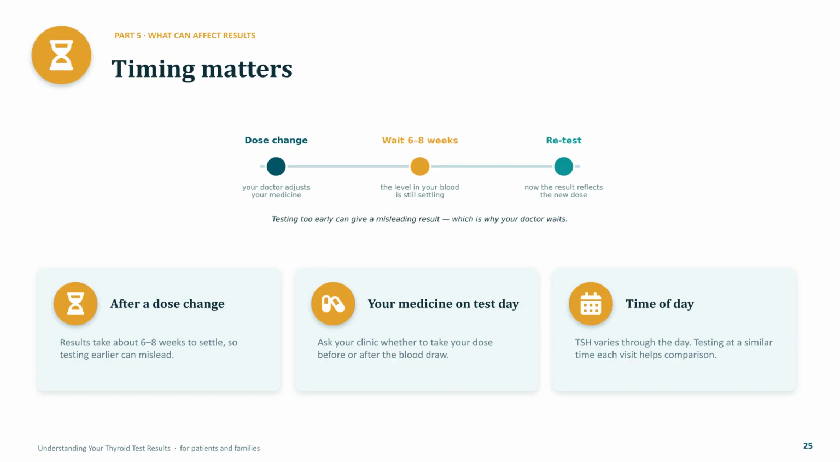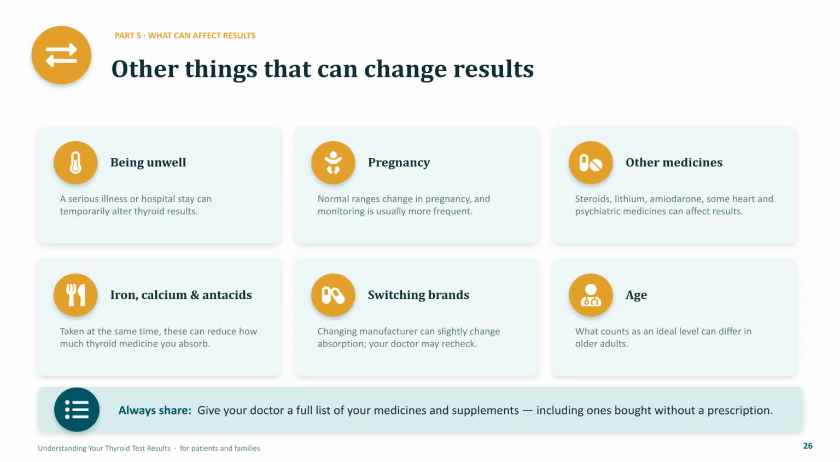Timing is also a factor. If your dosage is changed, it takes about 6 to 8 weeks for your results to stabilize, so testing earlier may be misleading. Additionally, TSH levels fluctuate throughout the day, so try to have your blood drawn at a consistent time during each visit. Other factors, such as pregnancy, certain medications like steroids or lithium, and the timing of other supplements like iron or antacids can also impact your thyroid results. It is essential to provide your doctor with a complete list of all medications and supplements you take.